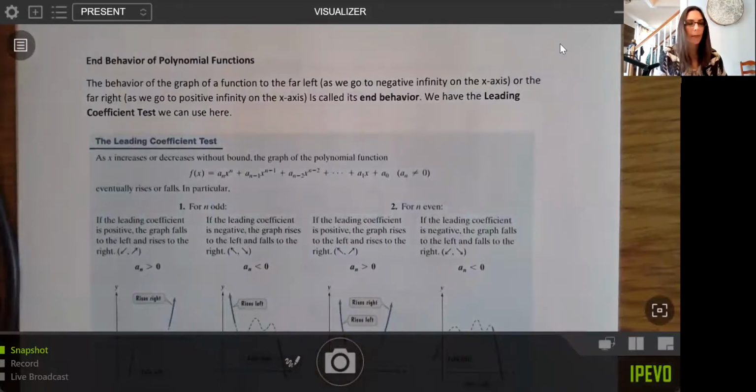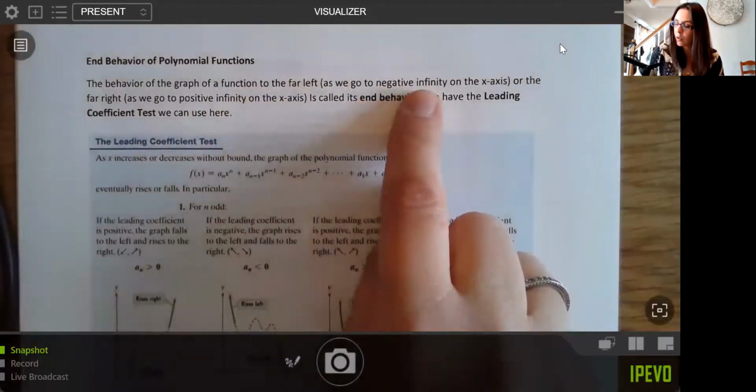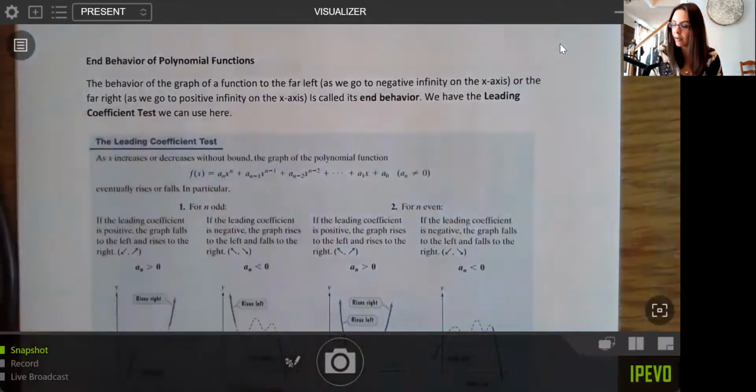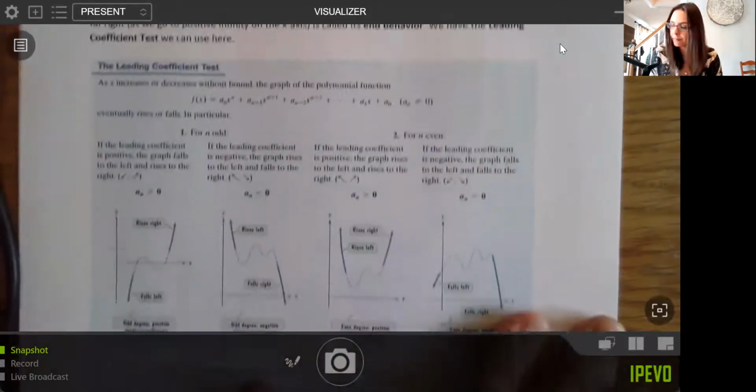So I want to talk a little about the end behavior of a function. So that means what's happening on the ends of the graph. So as you go off to positive infinity and off to negative infinity, what's happening at the end of those graphs. So either looking to the far left as you go to negative infinity on the x-axis, or to the far right as you go to positive infinity. And we have something called the leading coefficient test.